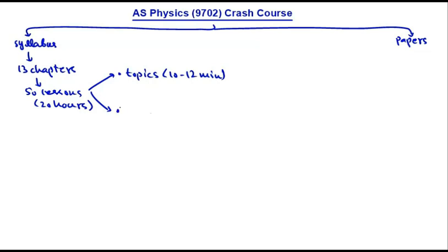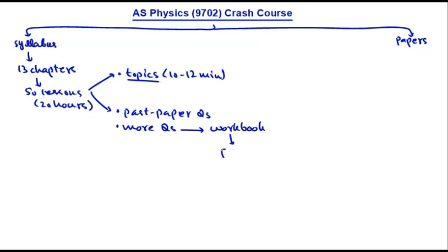And in the second part, we will do past paper questions on the topics covered in the first part of the lesson. And then at the end of each lesson, I'll give you some more past paper questions for practice that you have to do in your AS Physics workbook of topically arranged past paper questions. Students, you can download the printable PDF file of the workbook by clicking the link given in the description below. The file name is AS Physics P2 Unsolved.